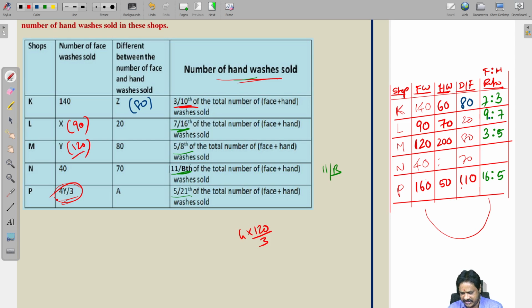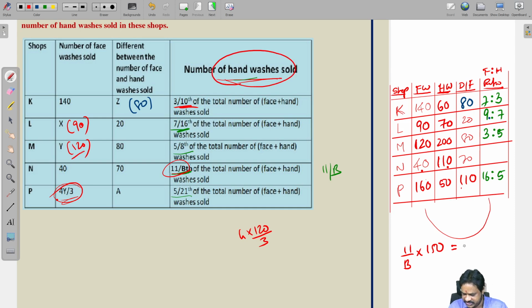Now, come to this case. 40, the difference is 70. You can't take 40 minus 70, because that gives minus 30, and a negative value cannot be taken. So, 40 plus 70, it is 110. Therefore, this is equal to 110. This is nothing but 11 by B of the total. What is the total? 40 plus 110, that is 150, which is the hand wash sold.